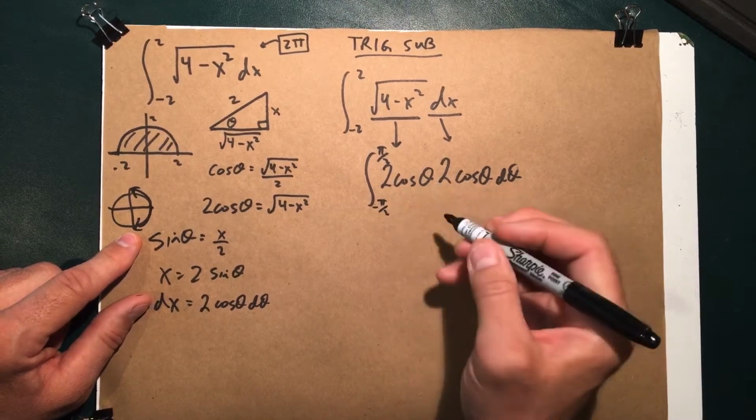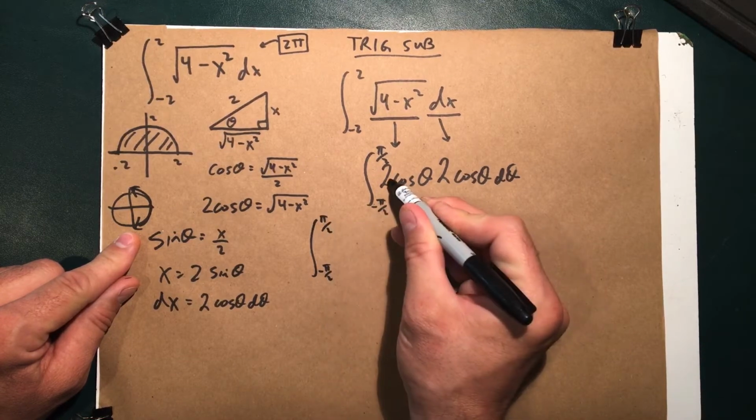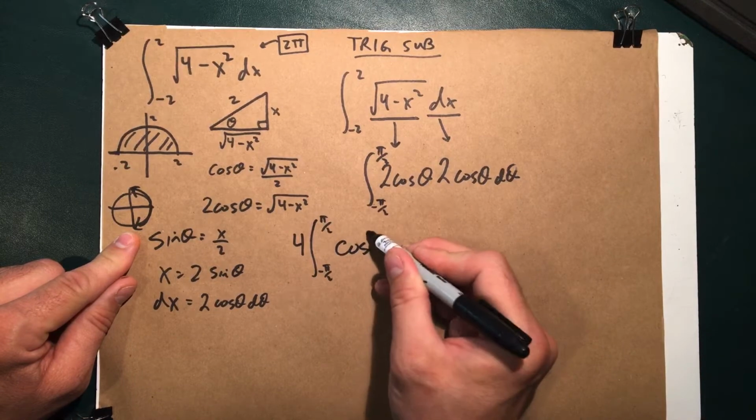So now we've turned this into the integral from -pi over 2 to pi over 2 of this 2 and 2 is 4 cosine squared.